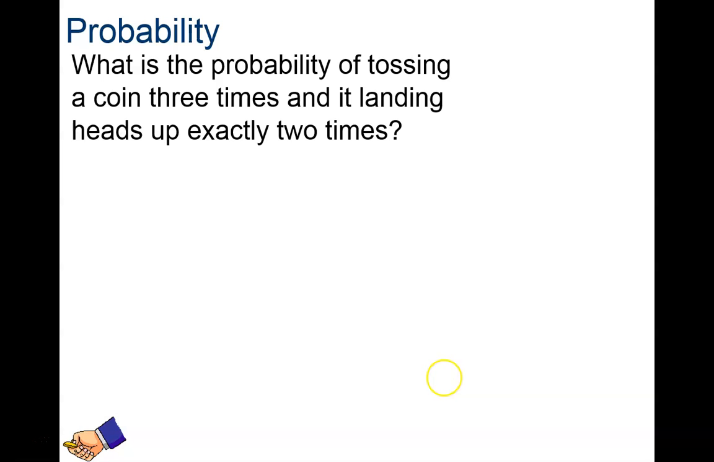What is the probability of tossing a coin 3 times and having it land on heads exactly 2 times? Okay, so we'll set up our probability tree again. So first we can land on, oh, they got fancy and use actual tails and heads.